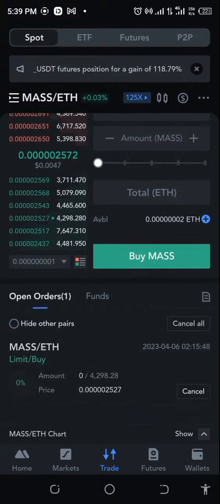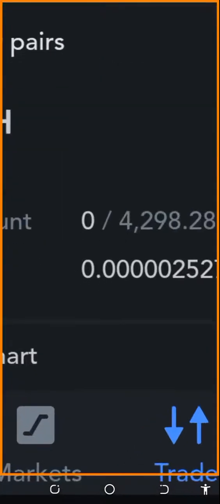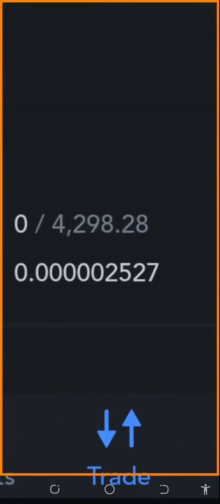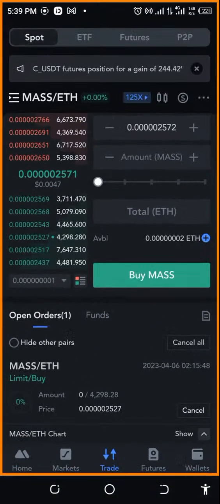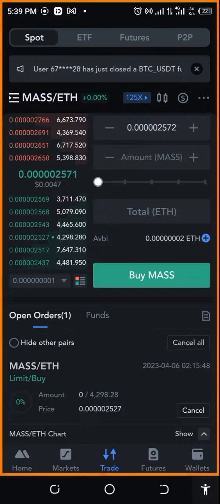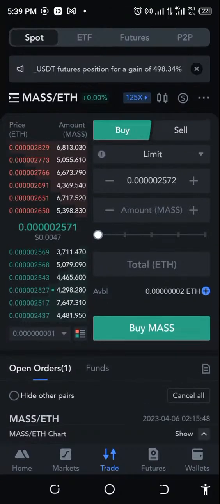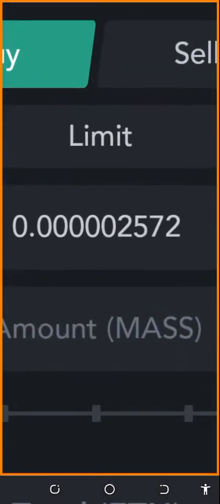So I'm going to have to cancel this, because if I go ahead and try to sell it, look at the time, look at the price right now. This was the price where we fixed it to buy our MASS. As you can see, we fixed the price for us to buy it at 0.00002527. Look at the price right now. The price right now is 2572.